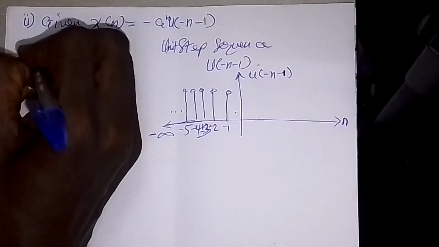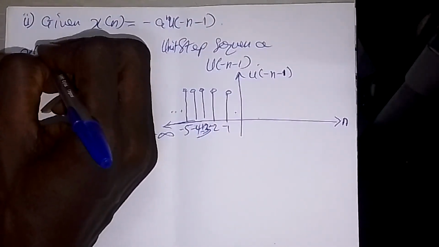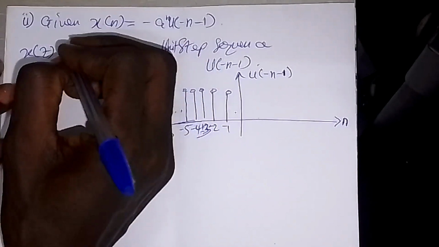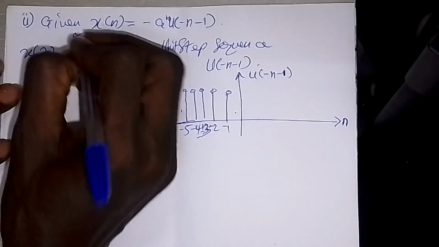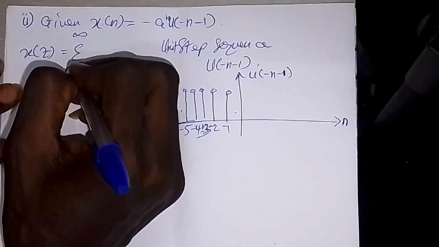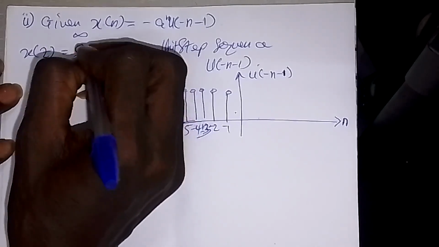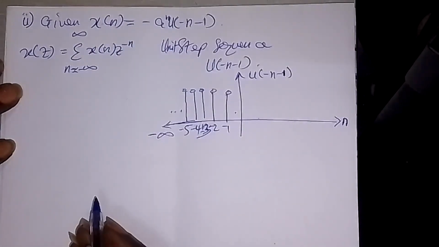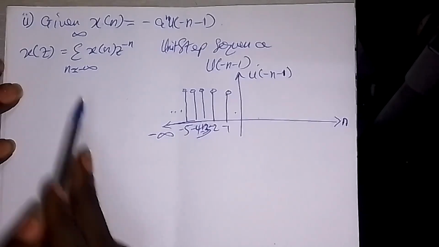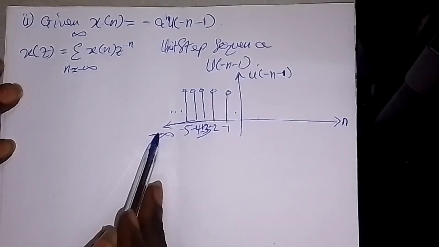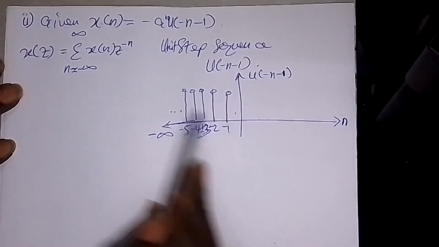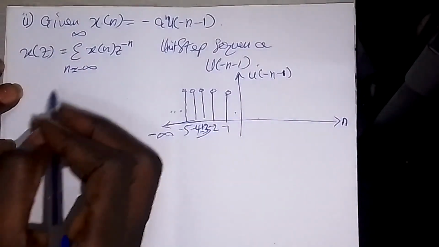So now the Z transform, x of z, is going to be equal to the summation from n equals minus infinity to infinity of x of n into z exponent minus n. Now you know that it's actually starting from minus infinity to minus 1, so I'll change it.